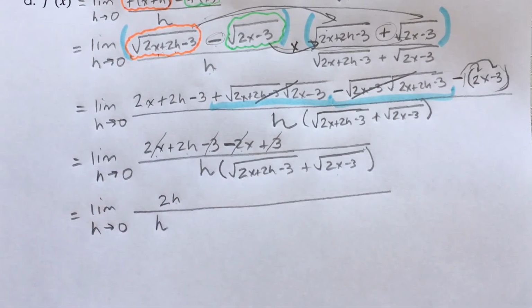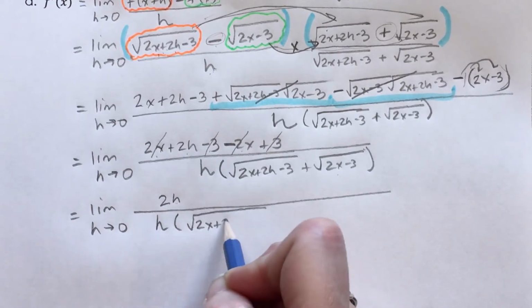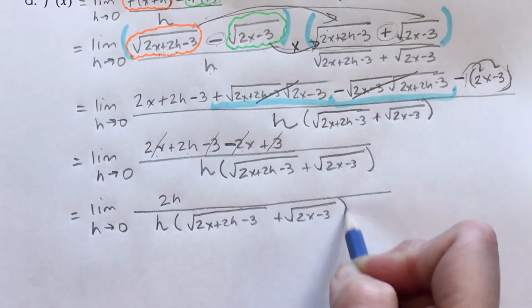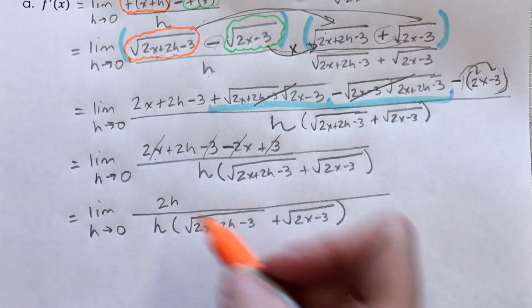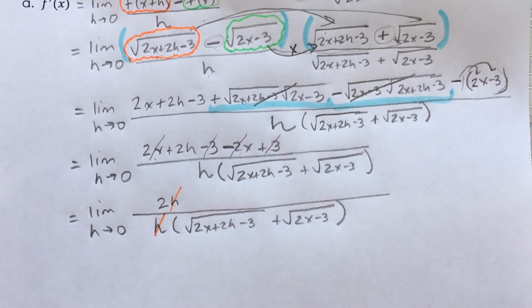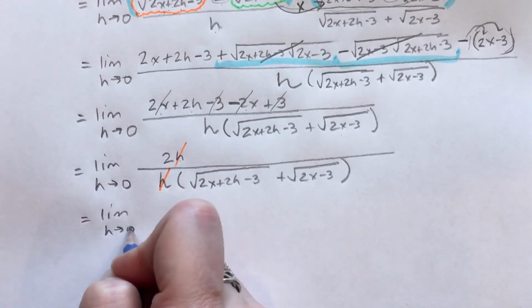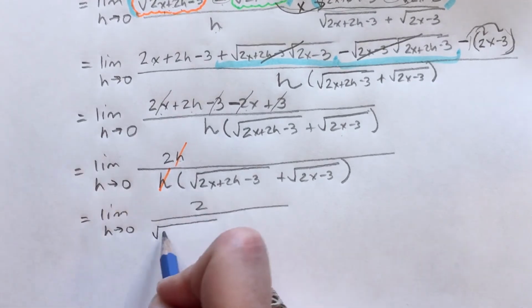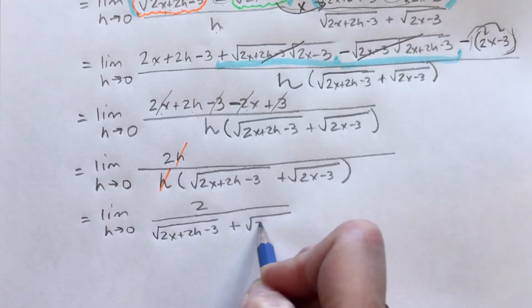And then in the denominator we have our h still times this yucky root of 2x plus 2h minus 3 plus root of 2x minus 3. But now I have 2 times h on the top and h times something on the bottom. I can divide out those h's. So that problematic h that was not allowing me to let h approach 0 has now been divided out. So my numerator now is just 2, and my denominator now is root of 2x plus 2h minus 3 plus the root of 2x minus 3.